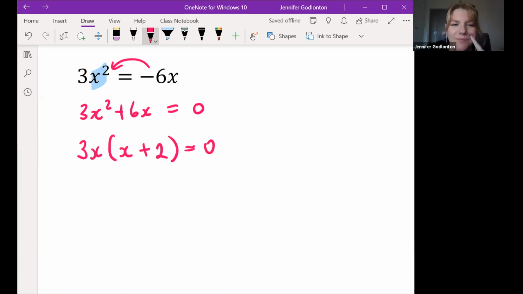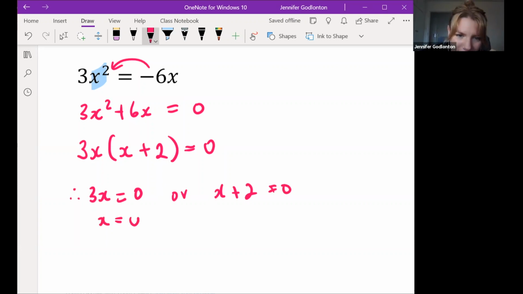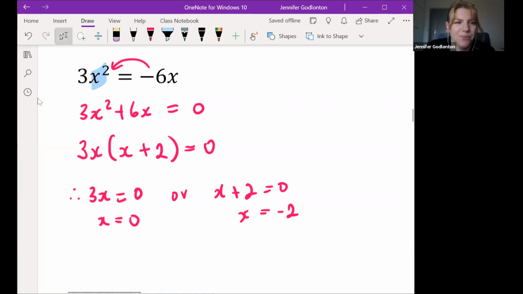Good. Then after that, I said 3x is equal to 0 or x plus 2 is equal to 0. Then I got the answer of x is equal to 0, I'm guessing. Yeah. And then on the other side, I said x is equal to minus 2. Perfect. 100%. Nice work.